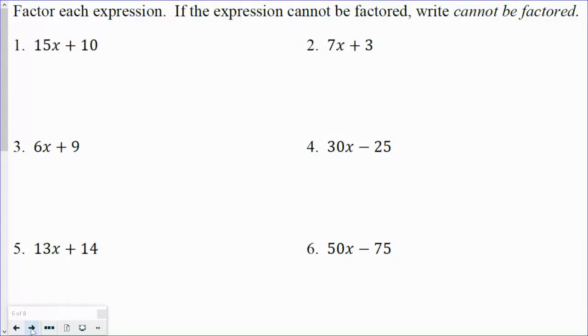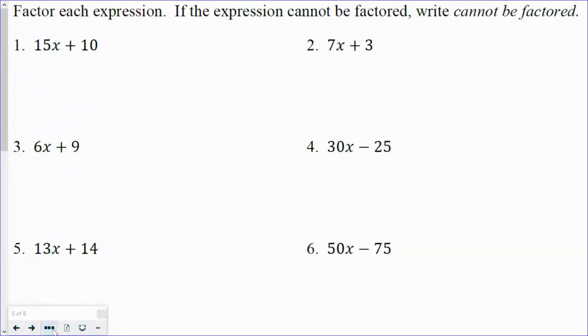Okay, so now I'm going to do a couple of these, and then I'm going to do the rest, and you come back and check your answers. Okay, you've got to learn to practice some of these on your own, and then find out if you did them correctly. Okay, so I need to look, what is my greatest common factor up here?